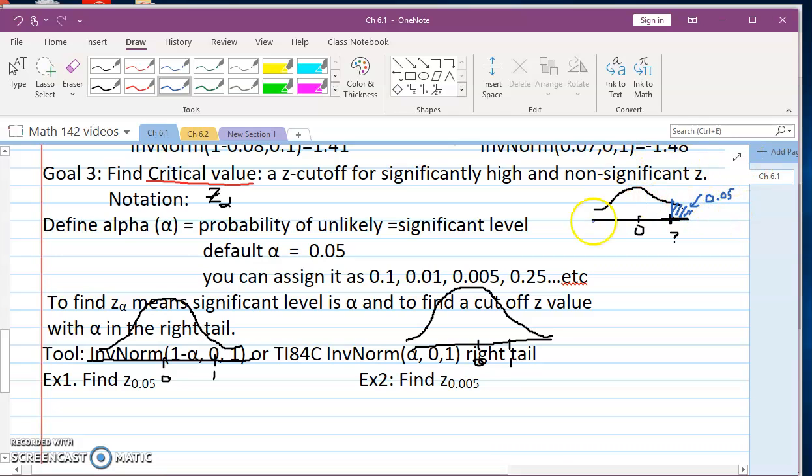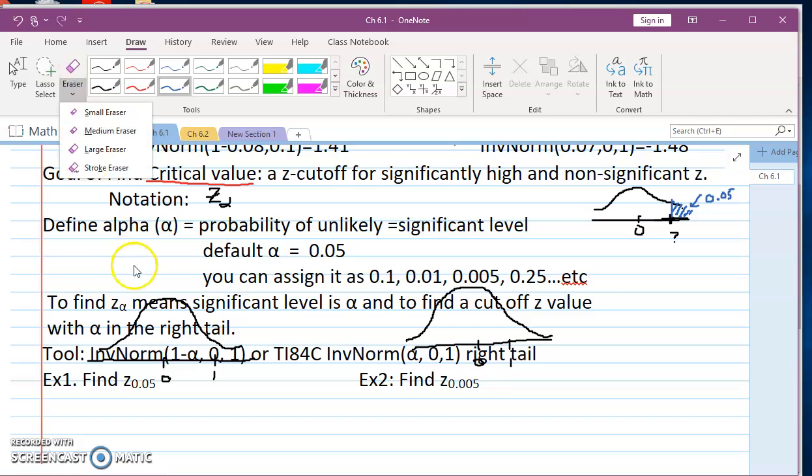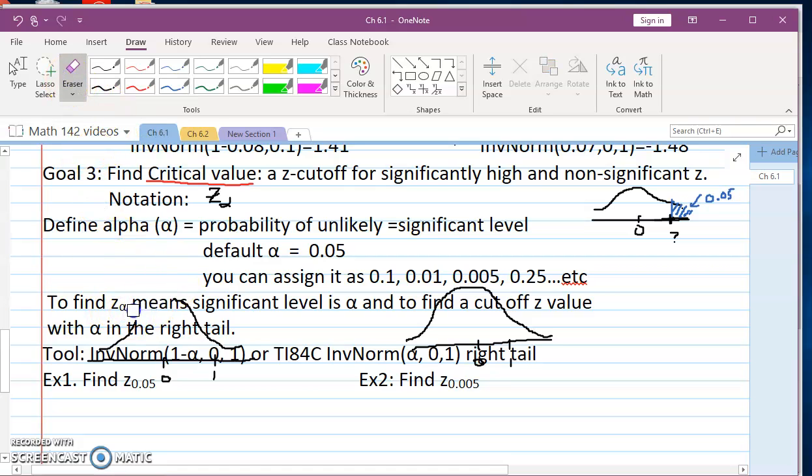But later on, starting in chapter 7, we have cases where sometimes we actually want to control what we define as unlikely, because an unlikely probability will determine what value is being critical.